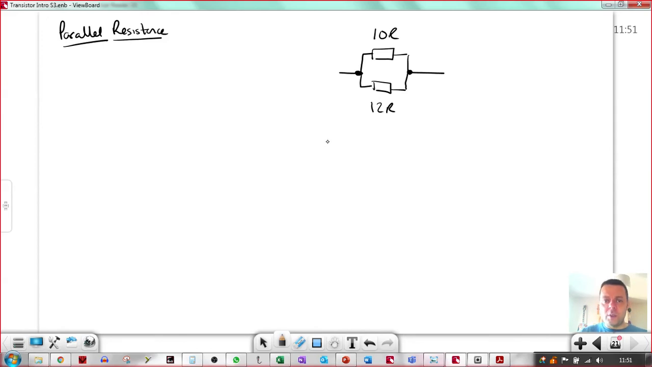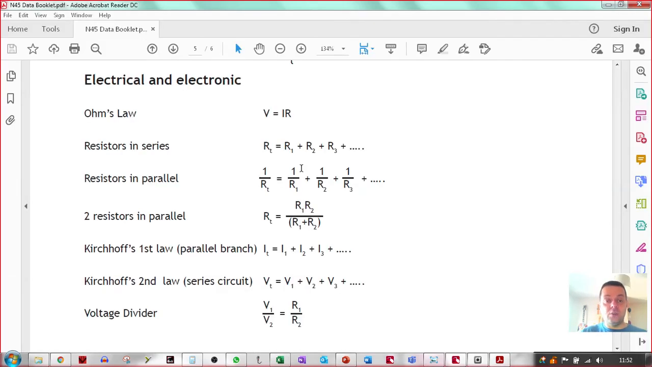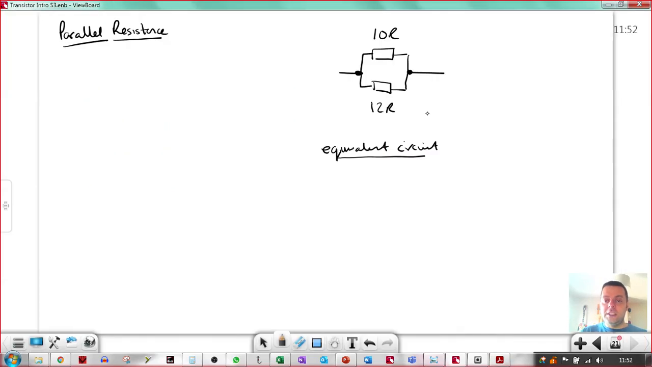We would like to be able to do an equivalent circuit of this as well. So there is a rule for working out total resistance in parallel, and in the data book you'll see it written as 1 over RT equals 1 over R1 plus 1 over R2 or whatever. I'm going to call it RP. So 1 over RP equals 1 over R1 plus 1 over R2 plus however many resistors there are. In this case there's only 2. So 1 over RP equals 1 over 10 plus 1 over 12.